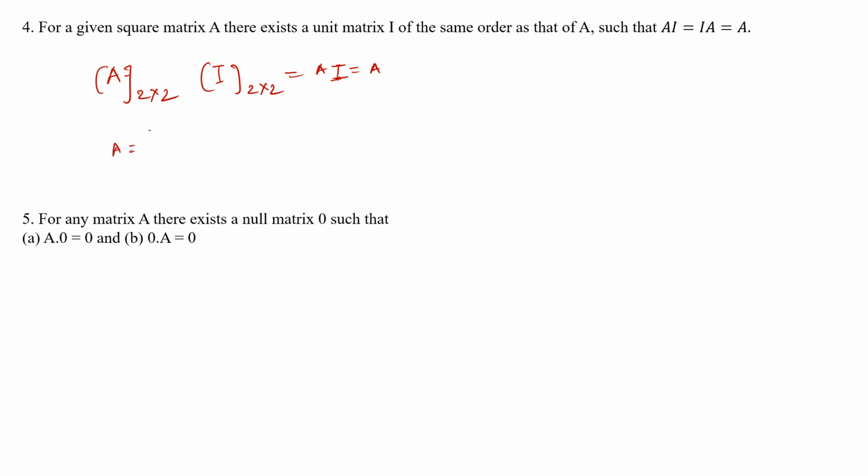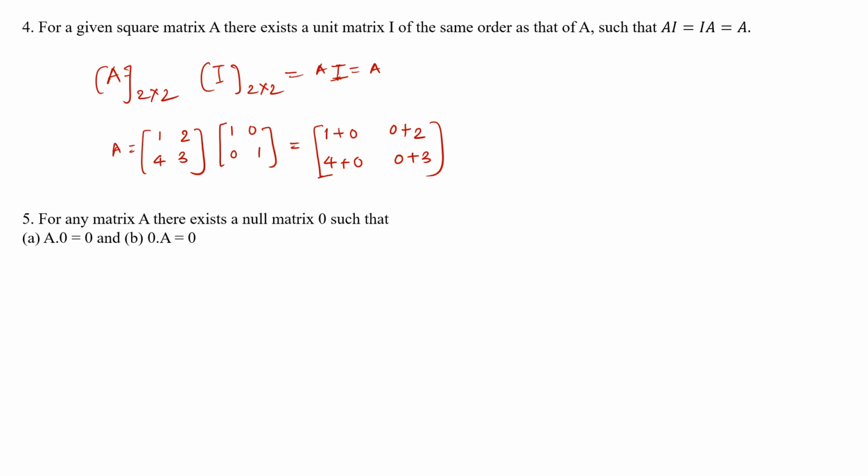Means suppose for example say we have matrix A as 1 2 4 3 and सेम ऑर्डर का आइडेंटिटी मैट्रिक्स कंसिडर किया 1 0 0 1, तो इसका प्रोडक्ट क्या होगा 1 प्लस 0 0 प्लस 2, नेक्स्ट एलिमेंट 4 प्लस 0 0 plus 3.